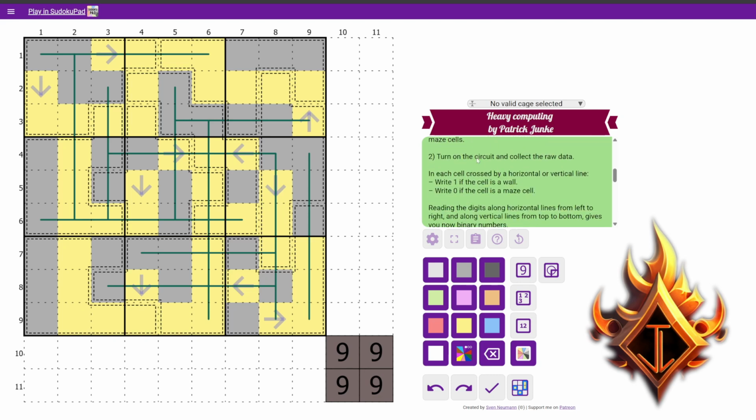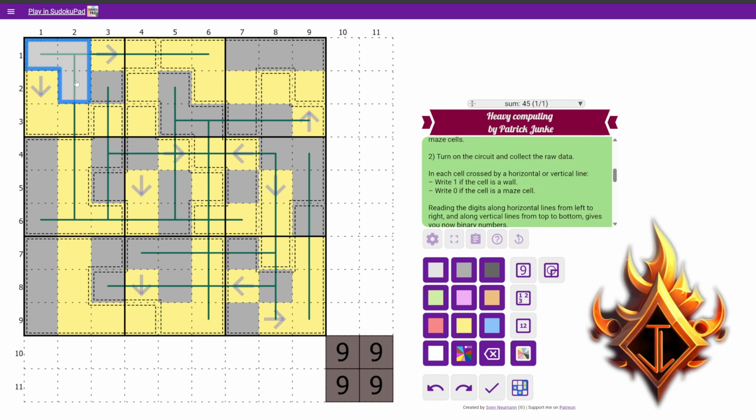And now we go to step 2. We turn on the circuit and collect the raw data. So in each cell crossed by a horizontal or vertical line, right? 1 if the cell is a wall.